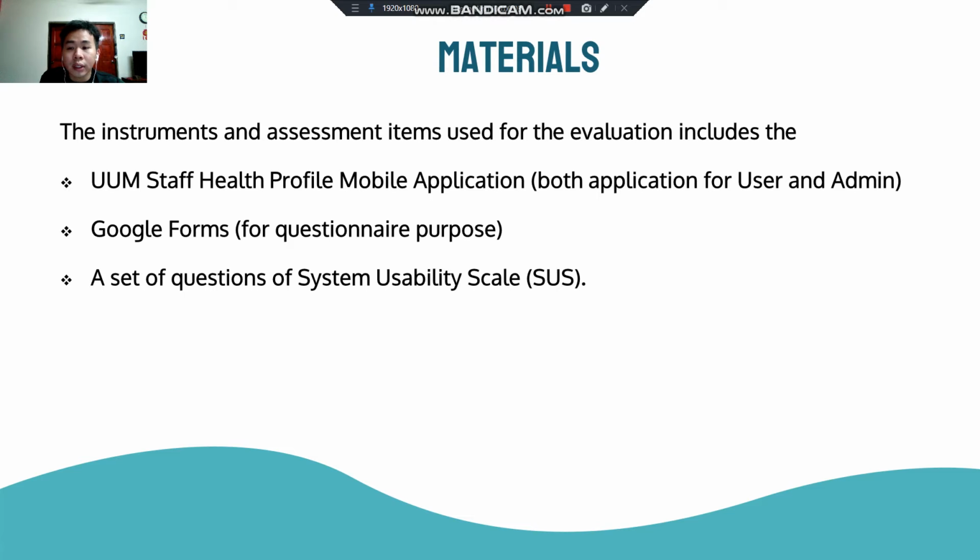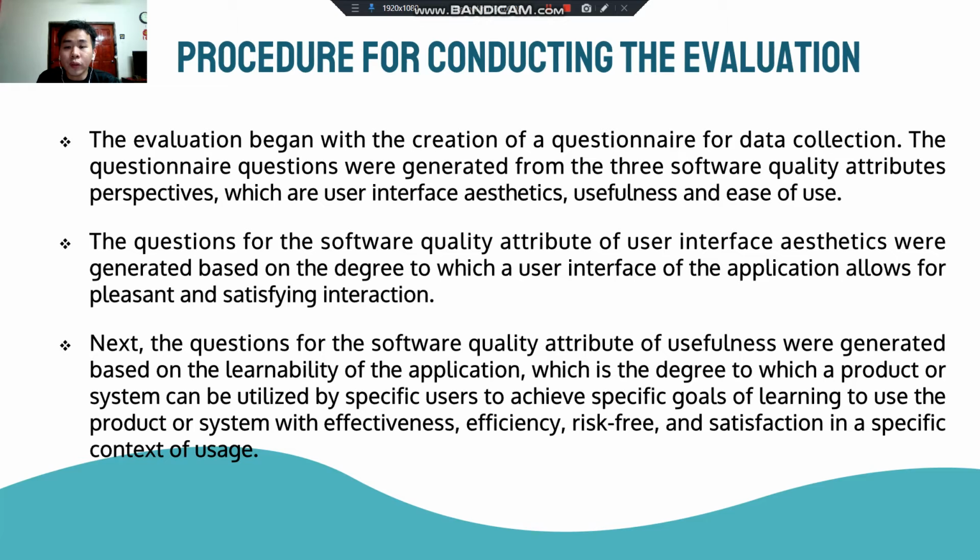For the materials, the instruments and assessment items used for the evaluation include the UM Staff Health Profile Mobile Application, which is both the application for user and admin. And then next, Google Form, which is for questionnaire purposes. And lastly, a set of questions of the System Usability Scale. And then we move to the procedure for conducting the evaluation.